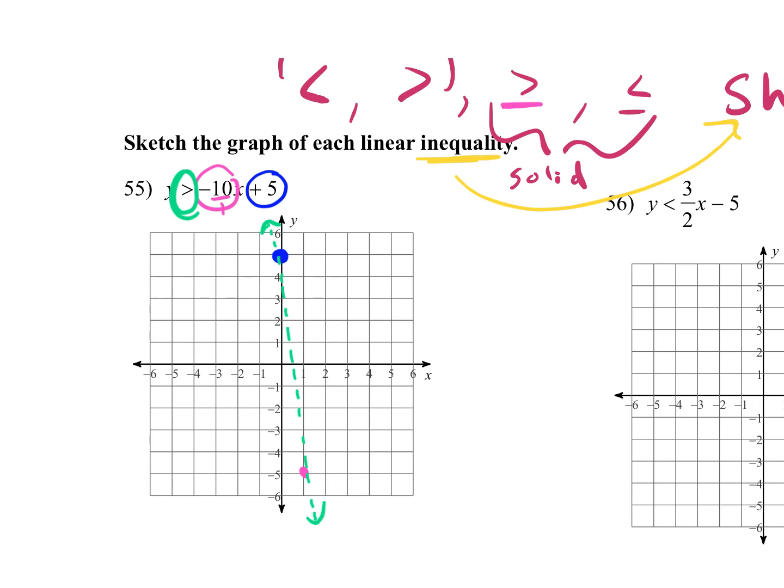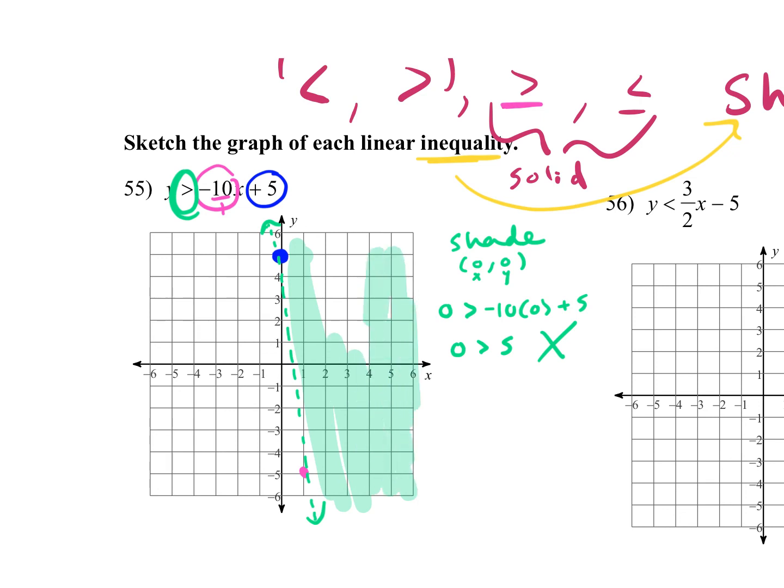All right, and last thing we need to do is shade. So how do I know where I'm going to shade? Putting 0 for y and x. Awesome, we can plug in 0, 0. So we're plugging in 0 for x and y. So 0 is greater than negative 10 times 0 plus 5. So 0 is greater than 5. Is this true? No. So do I shade where 0, 0 is? No, I shade where it's not. So that would be on the right side.